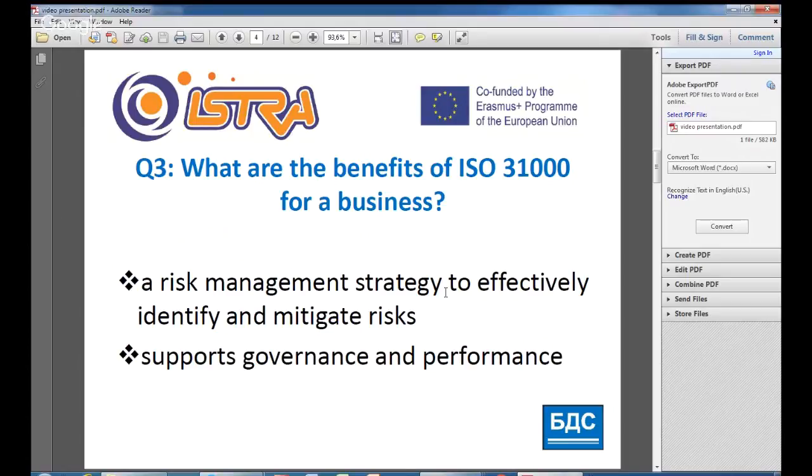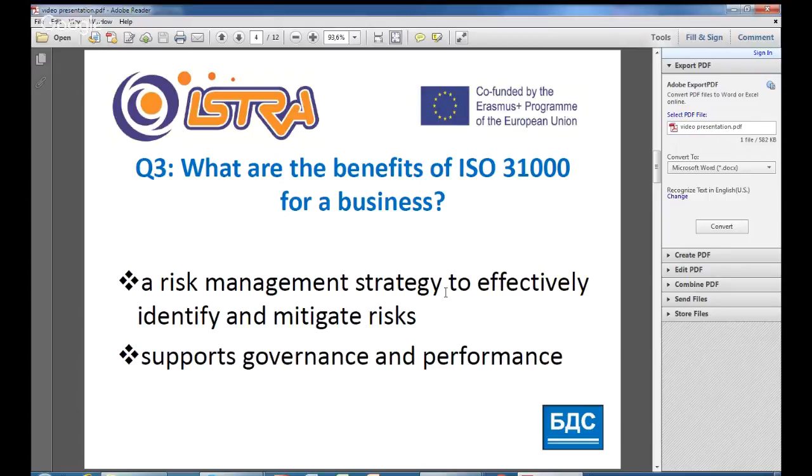Question number 3. What are the benefits of ISO 31000 for a business? ISO 31000 helps organizations develop a risk management strategy, which should effectively identify and mitigate risks. This allows them to increase the likelihood of achieving their objectives and increases the protection of their assets.